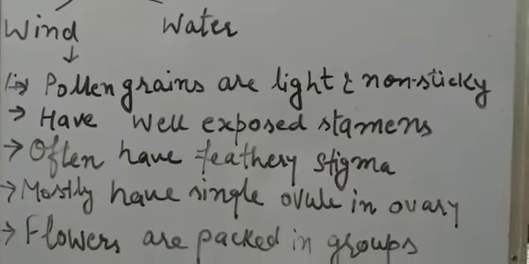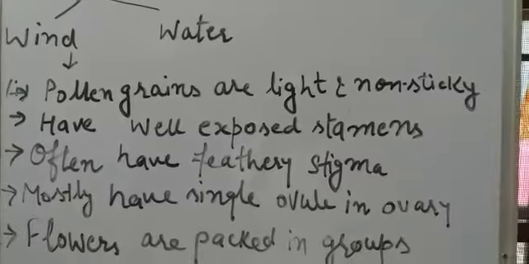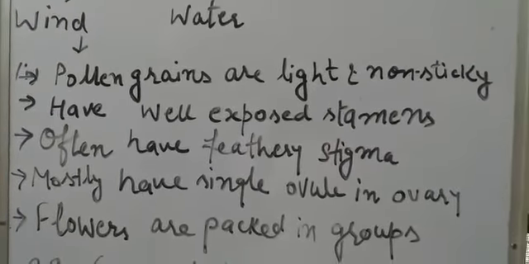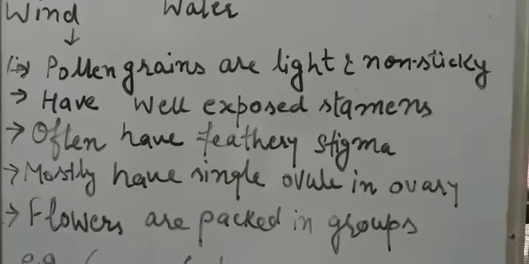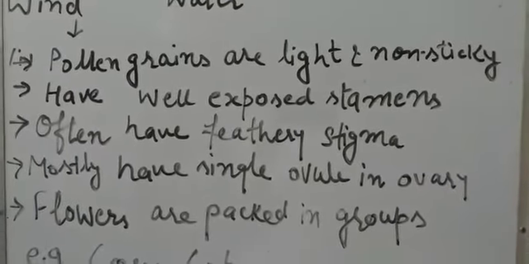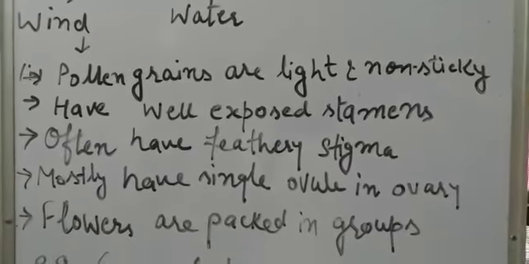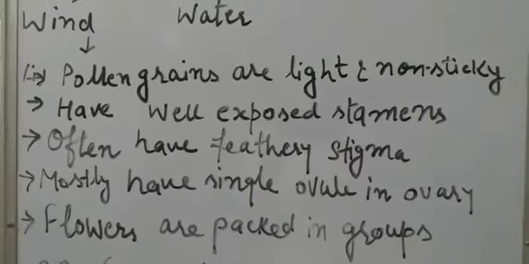Second basic feature in these plants, that they are having well exposed stamens. इनके अंदर जो stamens होते हैं बेटा, they are outside the flower, ऊपर आ जाते हैं, as you have seen in the shoe flower. Clear? So that they will be easily carried. Means the pollen grains which are produced by the stamens, they can be easily carried by the wind. उसमें कोई hindrance नहीं होना चाहिए.